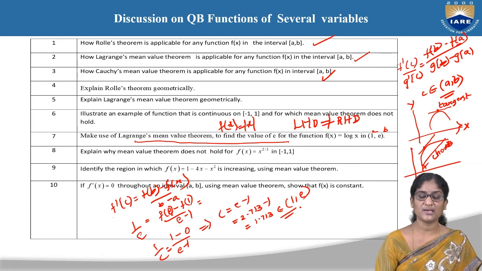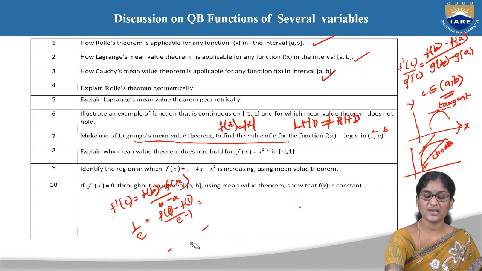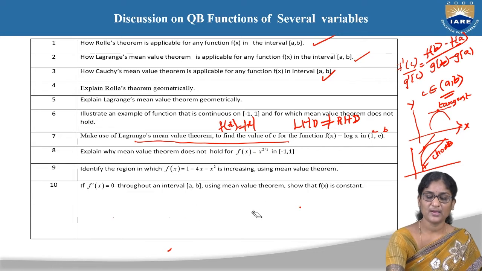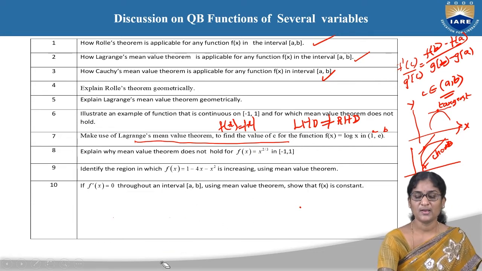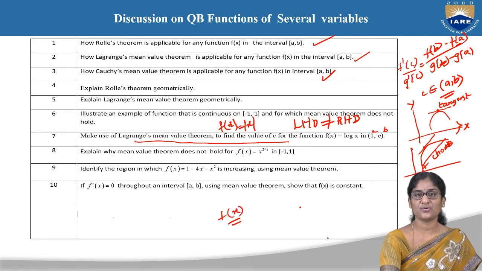Now explain why the mean value theorem does not hold for f of x equal to x to the power of 2 by 3. In the closed interval minus 1 to 1, you can see that for x to the power of 2 by 3, for all values from minus 1 to 1, f of x exists. So it is always a continuous function, no problem.